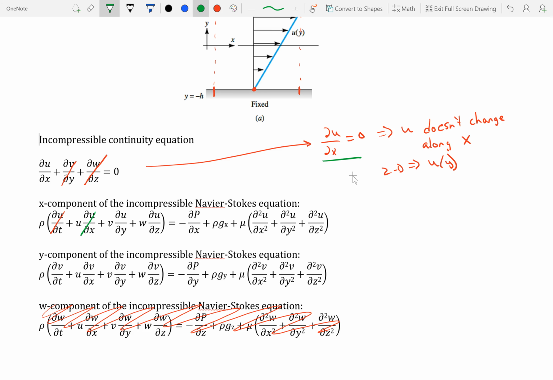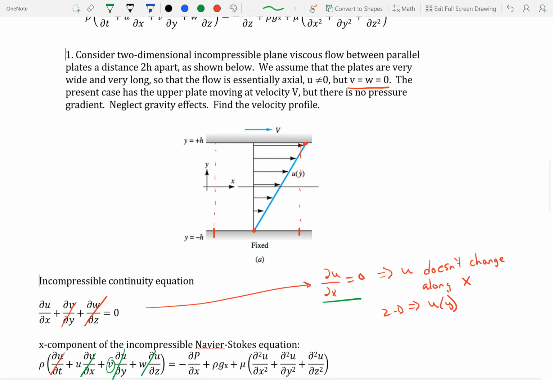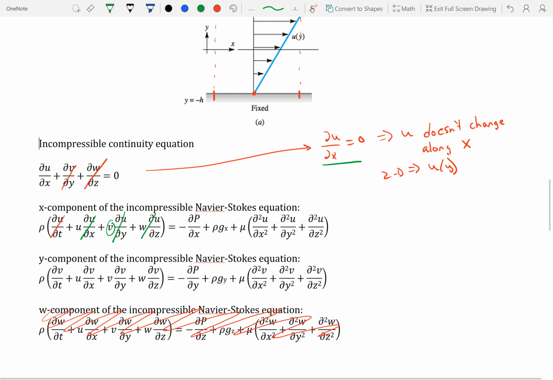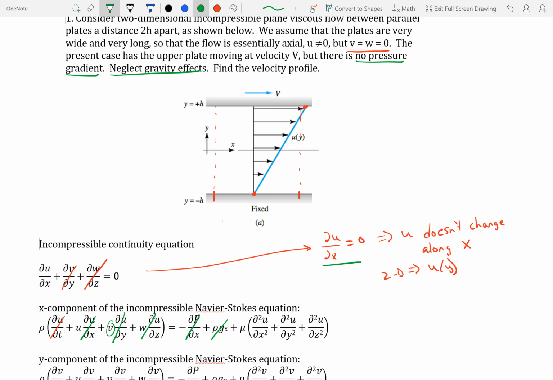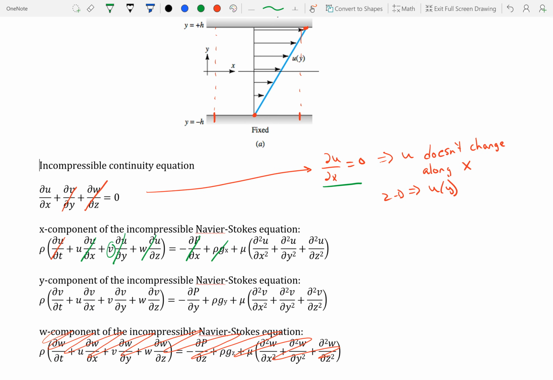How about this term? Well, look, what did we say for v? Is there v? Nope. So that whole term is gone. Is there w? Nope. And it said that the pressure gradient, if we go back up here, right there, is no pressure gradient. So that term goes away. And we're going to neglect gravity. Yep, right there. Neglect gravity. And we know that this term is 0. We don't know anything about that term, and we know there's no z direction.